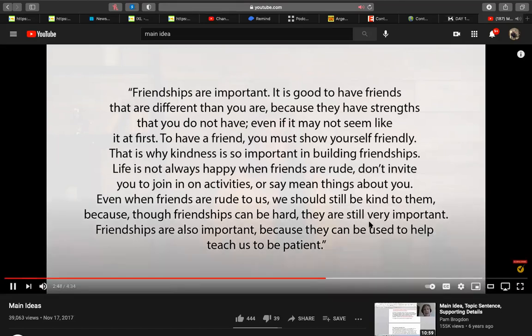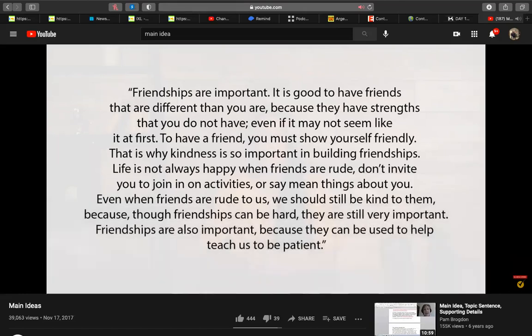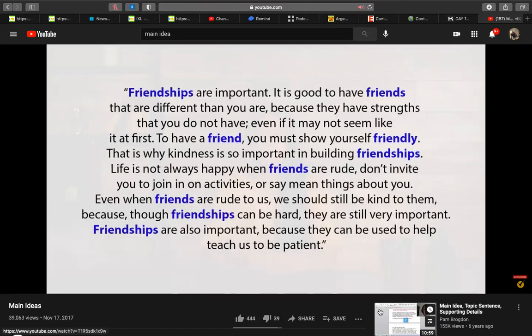We can see that the topic is friendships. One helpful clue is that friendships or friends is repeated in every sentence of the paragraph. Now, what is the general idea being said about friendships? Friendships are important. This is stated in the first sentence, and it is shown in several other places throughout the paragraph.